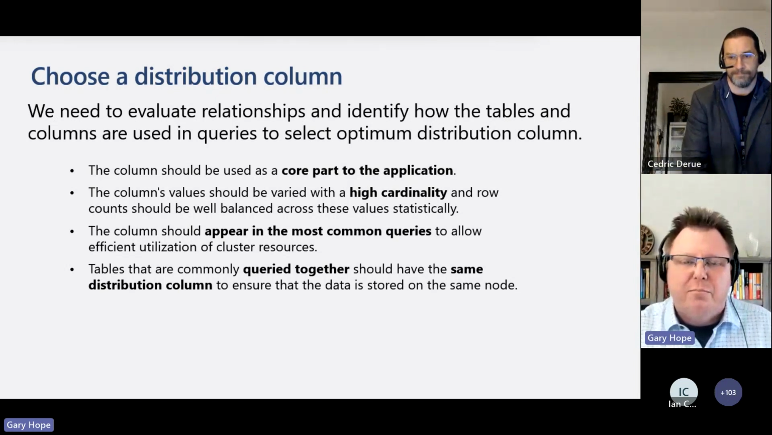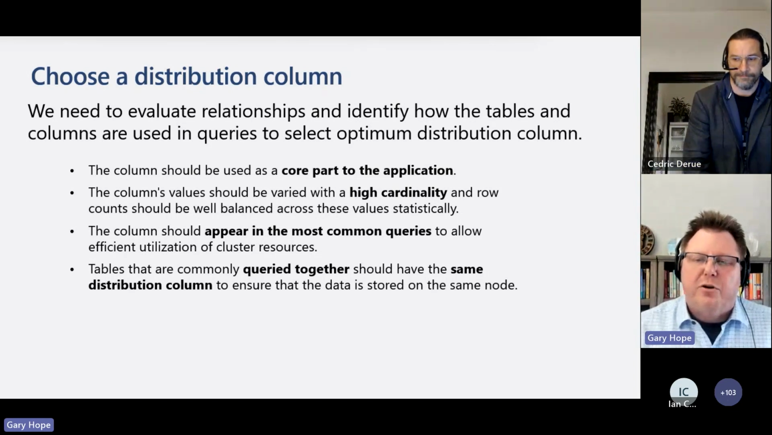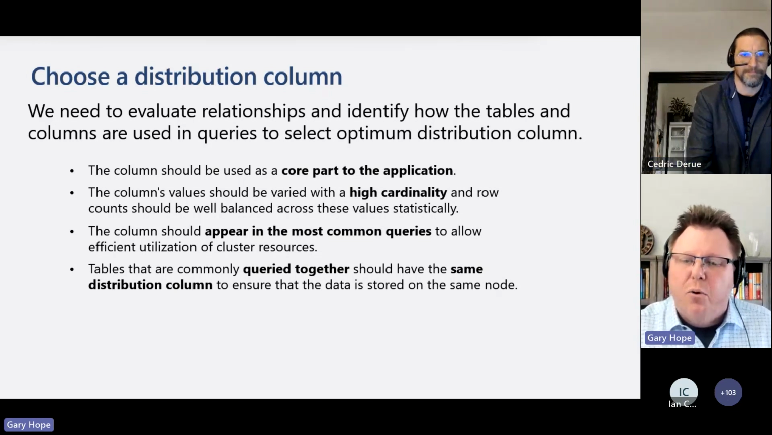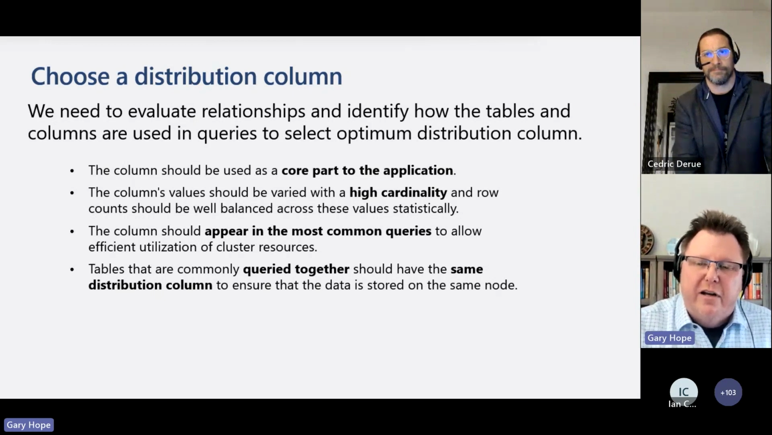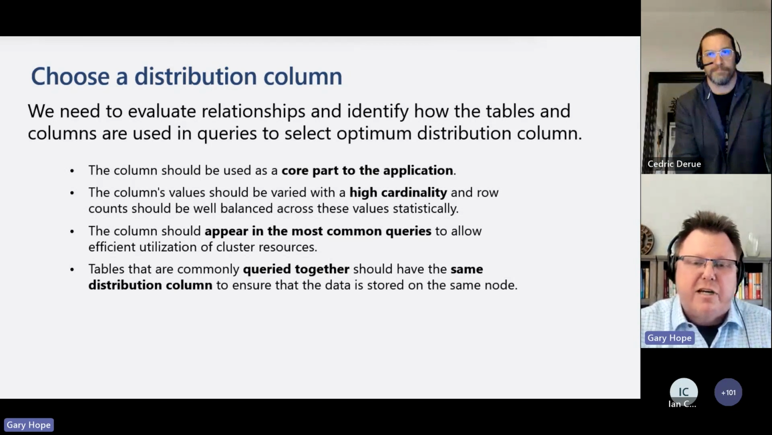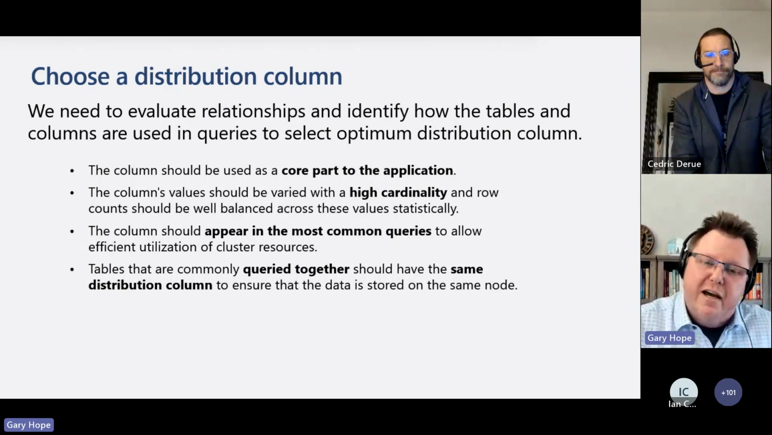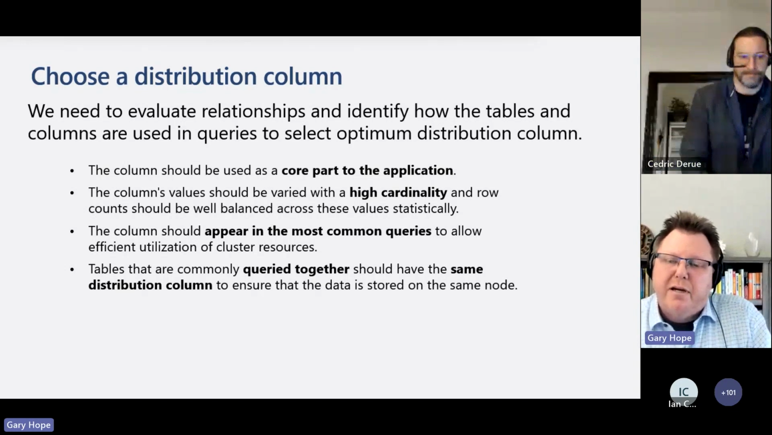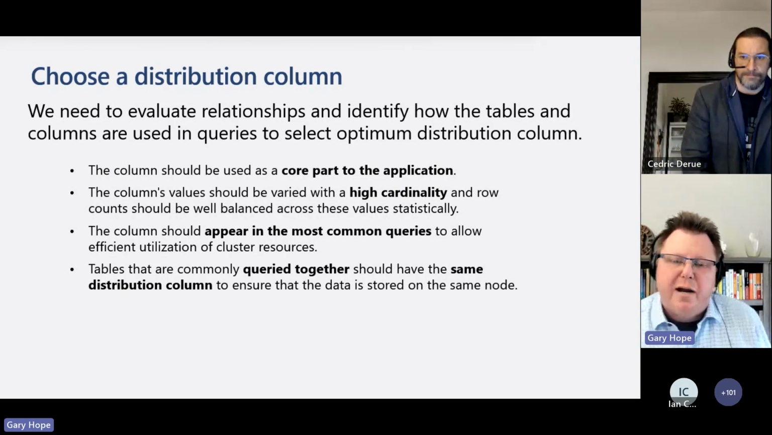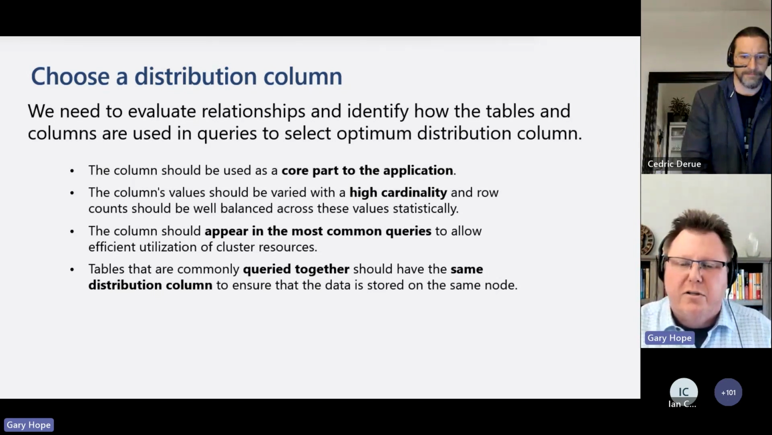Now let's consider the important job of choosing a distribution column. When choosing a distribution column, you want to consider that the column should be a core part of your application usage pattern. The column value should be highly varied with a high cardinality such that they will statistically balance the distribution of data across your nodes. I mentioned that earlier. We want all nodes to participate in our queries and therefore need to ensure that all nodes have some part of our data. The column should also appear in the most common queries to allow parallel or efficient independent execution of the majority of the queries in your workload.